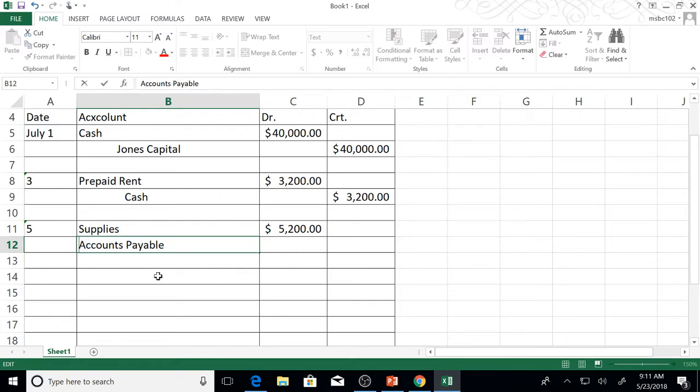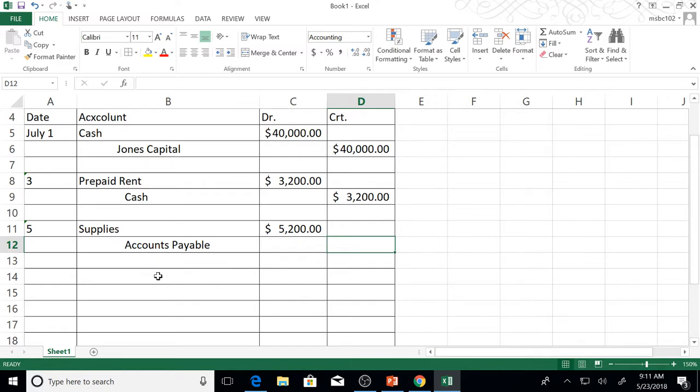I have to go a little bit further, for 5,200. See how they are? Now, I have two new accounts. One is supplies, and one is accounts payable.